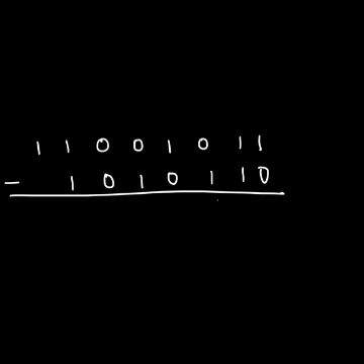Now let's say we have the binary number 11001011. And let's subtract that by 1010110. So go ahead and try that final example problem. So 1 minus 0 is 1. 1 minus 1 is 0. 0 minus 1, for the third column, we gotta borrow a 1. So this becomes a 0, and a 0 becomes a 2. 2 minus 1 is 1. 0 minus 0 is 0.